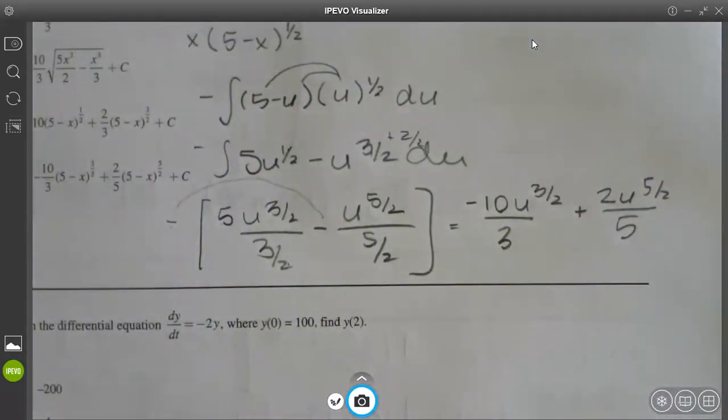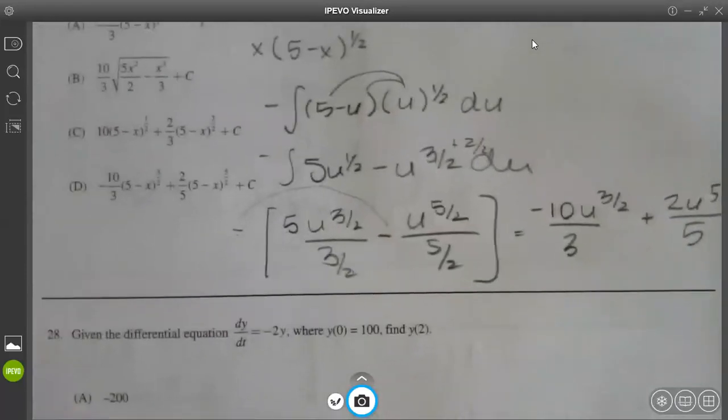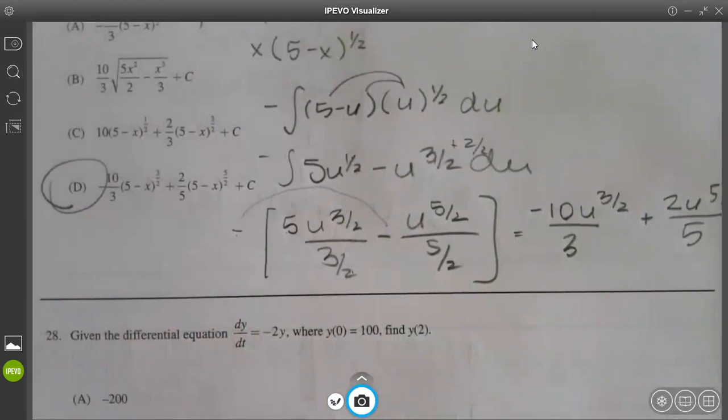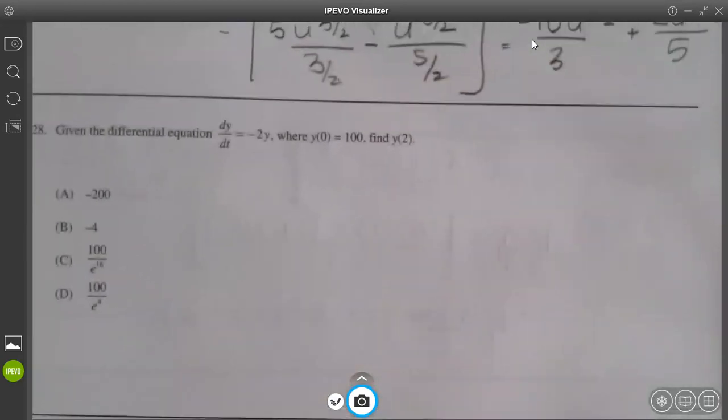Hopefully you can already see it. I need a -10 and a +2 on the top. Which one is that? I don't even have to plug in my u's, but you know what your u is. 5 minus x. All right, 28. We'll finish with 28.